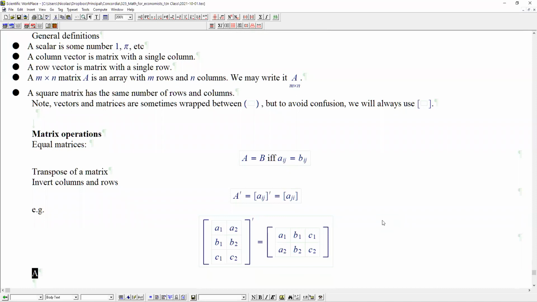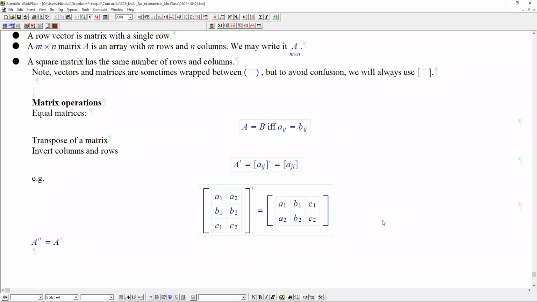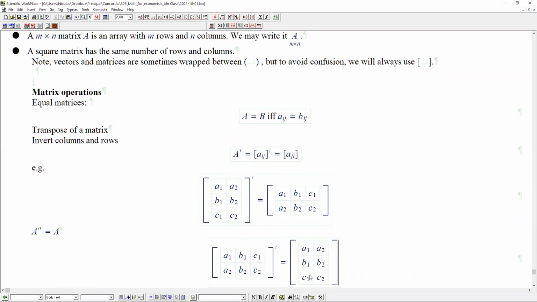So just to see if you're following, what is A prime prime? A prime. Yes, exactly. No, not A prime, A. Because if I take this transpose, for instance, I get exactly this one. A1, B1, C1 is here, A2, B2, C2 is there. So A prime prime equals A.